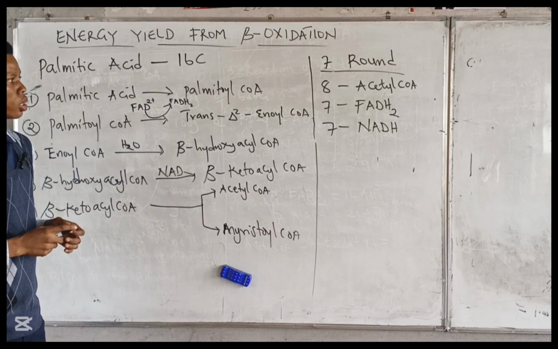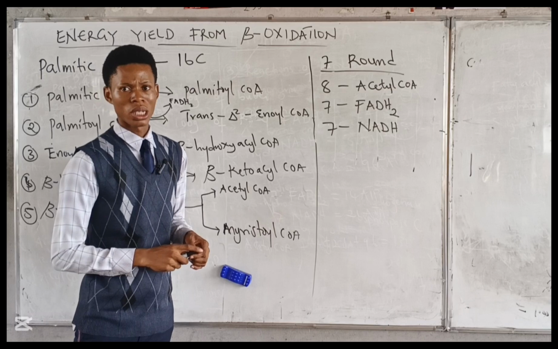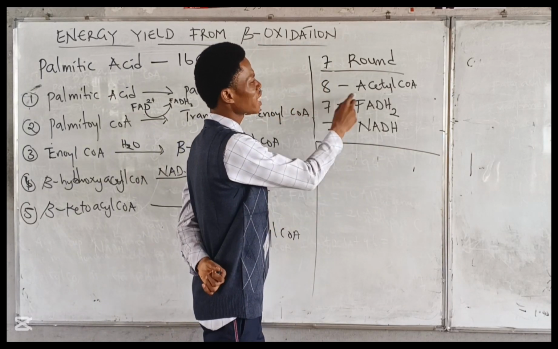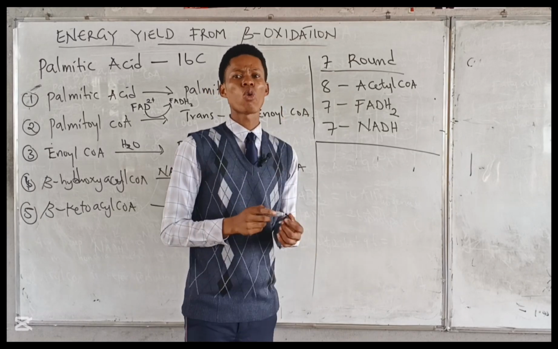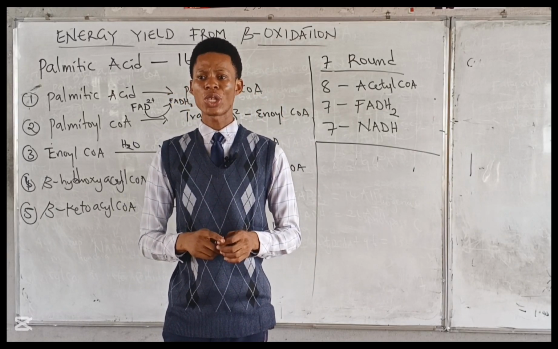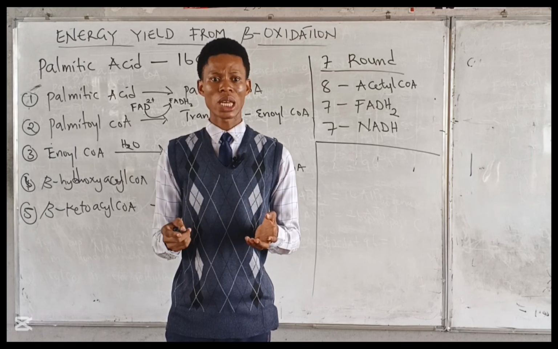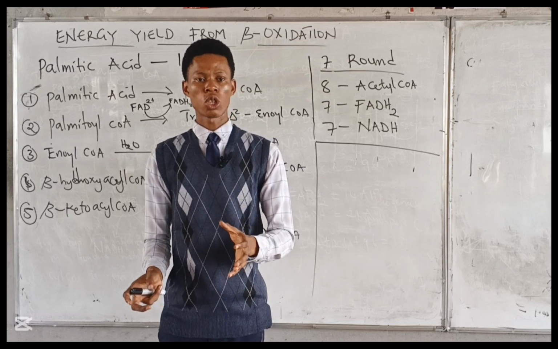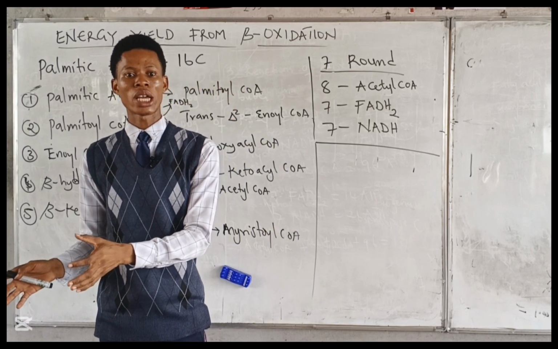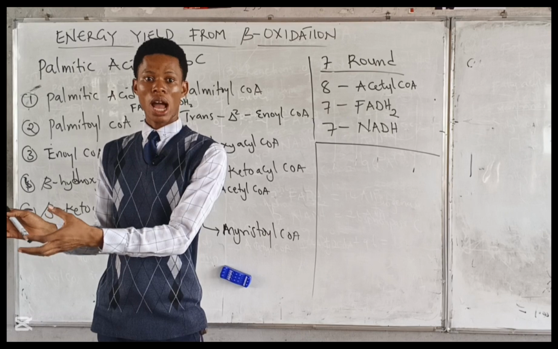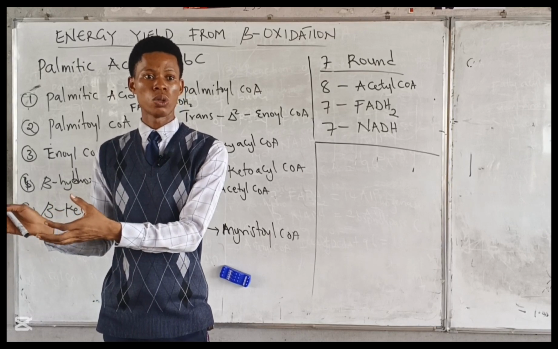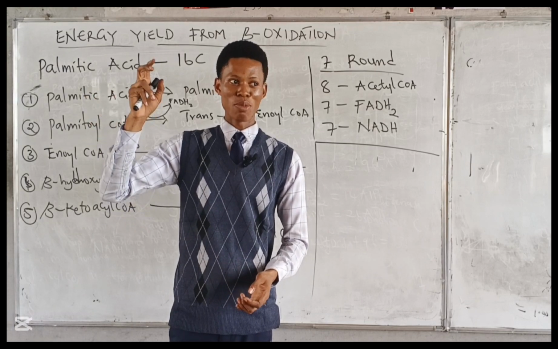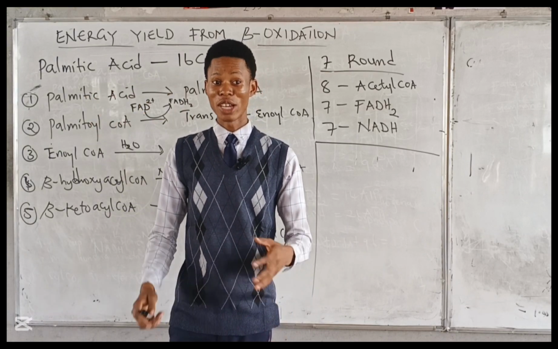Is that understood? But you agree with me also that we have 8 acetyl-CoA, right? The acetyl-CoA produced will go into the TCA cycle, and hope we still remember the TCA cycle. Acetyl-CoA will condense with oxaloacetate to form what? Citrate. From citrate to isocitrate, isocitrate to what? Alpha ketoglutarate, alpha ketoglutarate to succinate, succinate to fumarate, fumarate to malate, malate back to oxaloacetate.